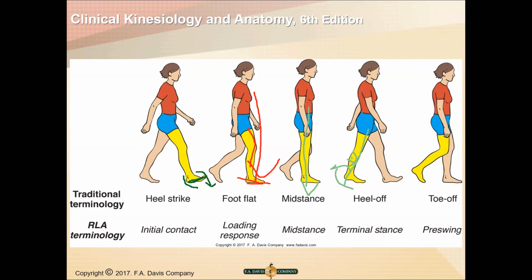That's also called terminal stance because that's the last time that foot is in contact with the ground. And then toe off is, again, where we start picking the toe up. And then in the case of Rancho scale, that's pre-swing.